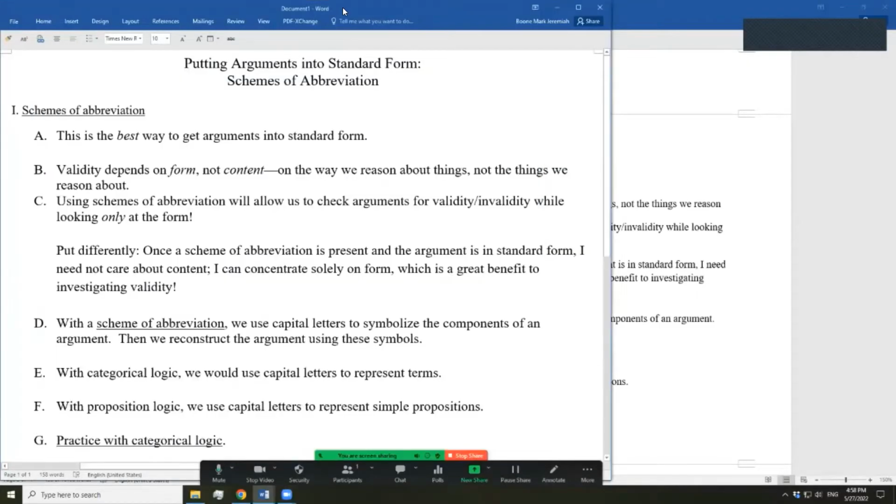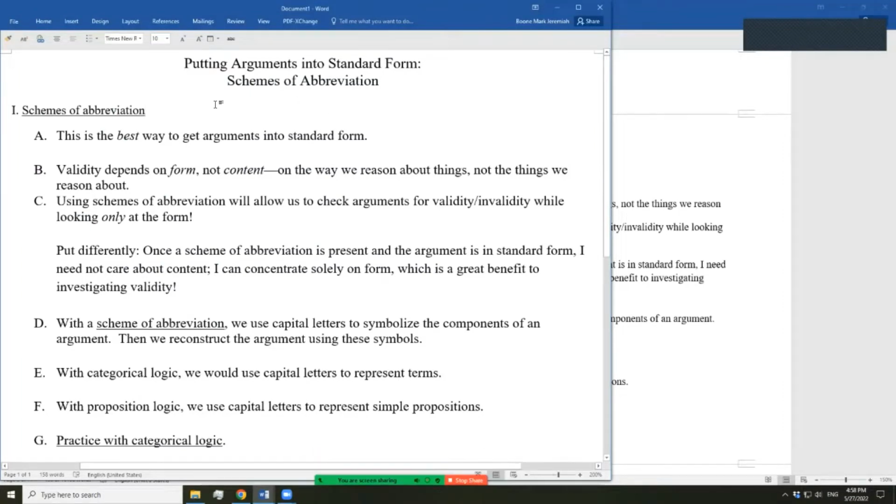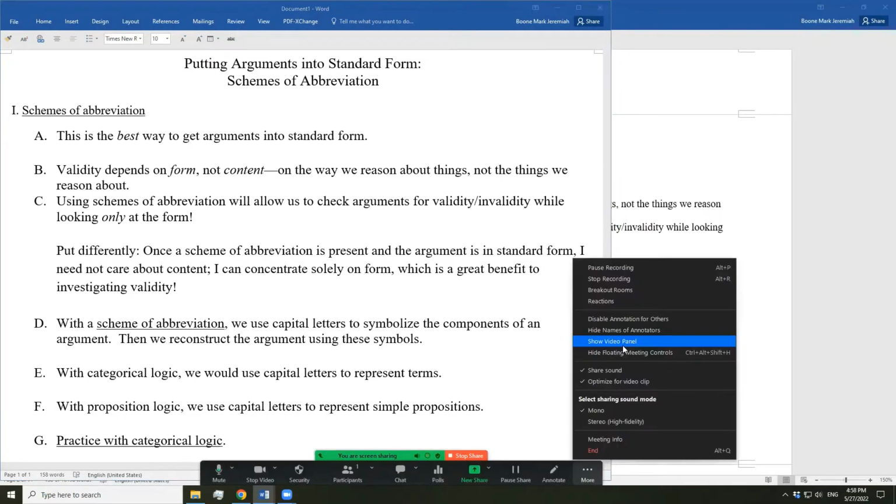Lessons in Logic, video number 11, I believe. And let's talk about putting arguments into standard form in the best way we can. Now, the point of logic is to evaluate arguments to see whether the premises of the argument do a good enough job supporting their conclusion.